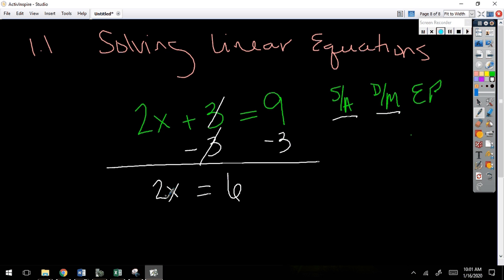Because this is 2 times x, how would I get rid of it? Divide by 2. X equals 3. Which is my what? The variable, but what's it called? X equals 3 starts with an S, solution. This is my solution. How can I check to ensure that that solution is correct? Plug it back in. That's absolutely correct.